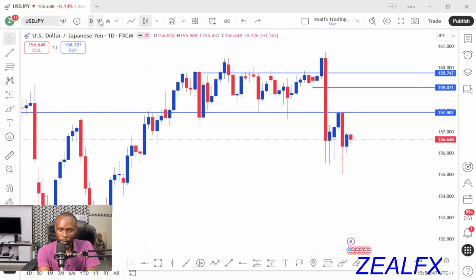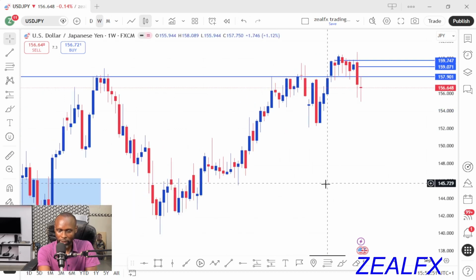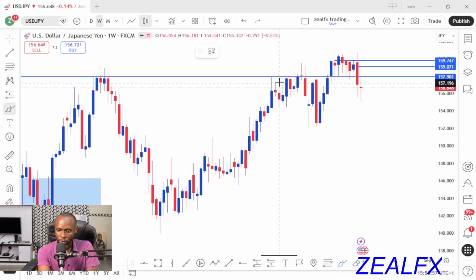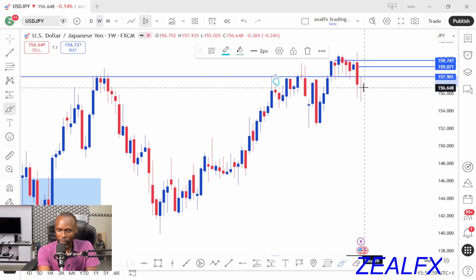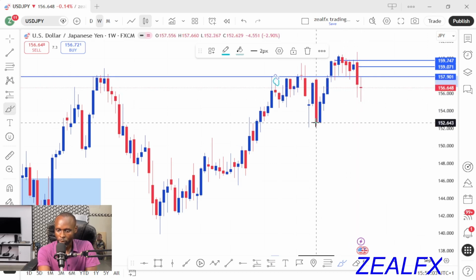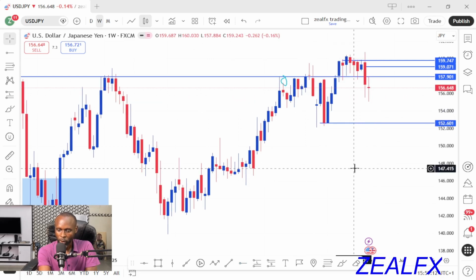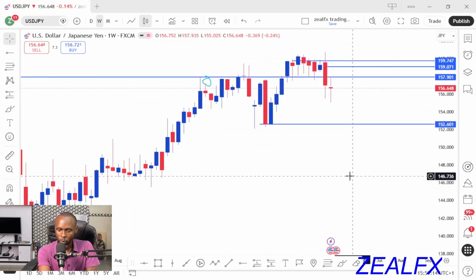So let's go to the weekly time frame. On my weekly time frame, we can clearly see that price currently still remains on a resistance level, which is, price closed on this resistance level. So long as price closed on that resistance level, we expect price to drop back to this weekly support level, which is this weekly support level. So we expect price to drop to this weekly support level on the weekly time frame.